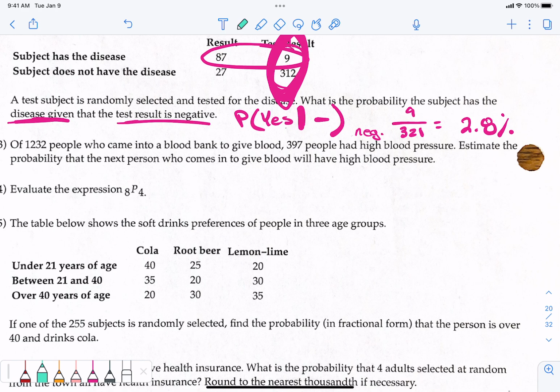32.2%. How did you do that? 397 over 1232. This is the only thing I have to go off of. So the chances of the next person coming in is probably going to be the same as the chances that I've had previously, which is 32.2%.